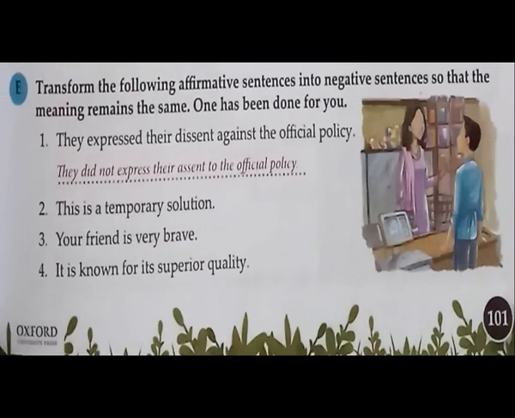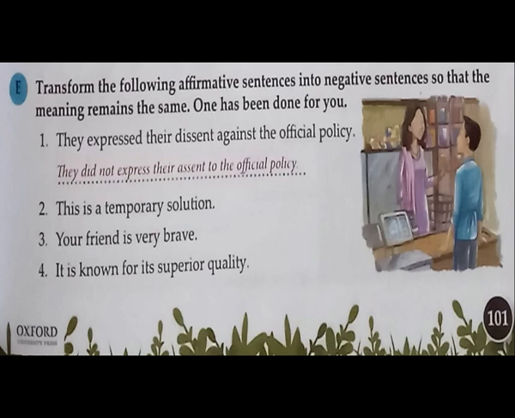Exercise E. Transform the following affirmative sentences into negative sentences so that the meaning remains the same. One has been done for you. Here we have to transform affirmative into negative. While transforming an affirmative sentence into a negative sentence, use an antonym for the adjective. What does antonym mean? Antonym means opposite. And add a negative verb so that the meaning of the sentence does not change.